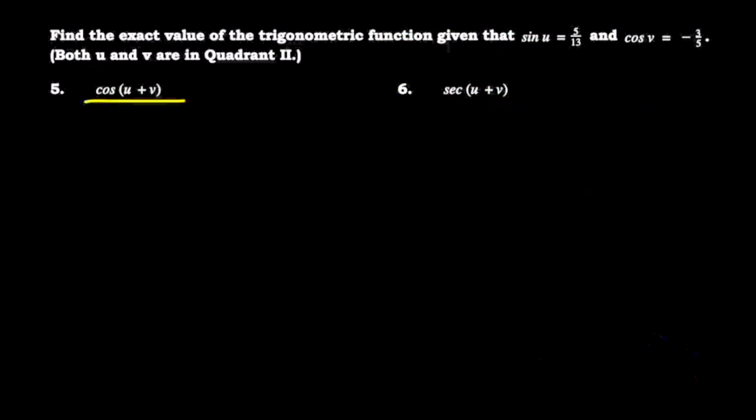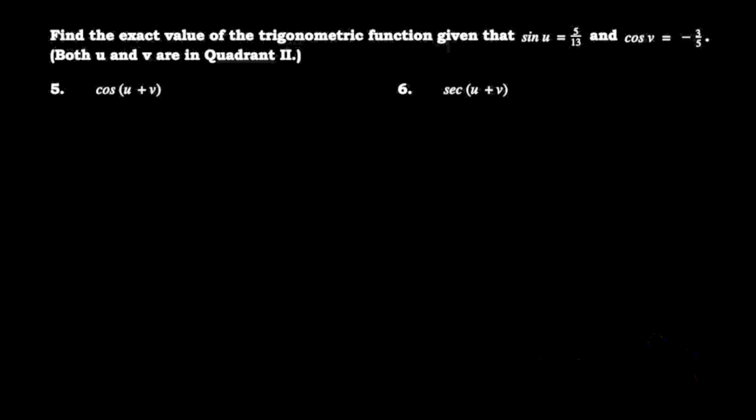Actually, speaking of cosine of u plus v, that's our next problem. Okay, so we don't know what u and v are. If I back up and we read the directions, it says find the exact value. So again, no calculators, you got to show your work. Of the trig function, given that sine of u is 5/13 and cosine of v is negative 3/5.